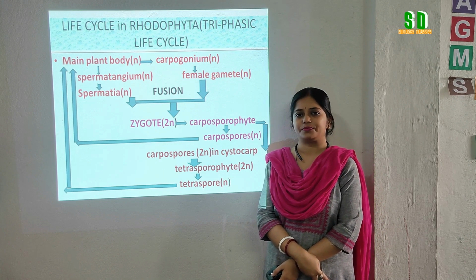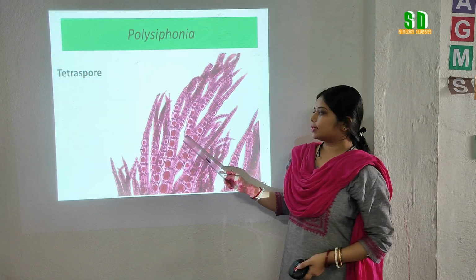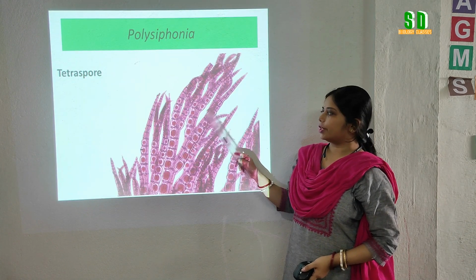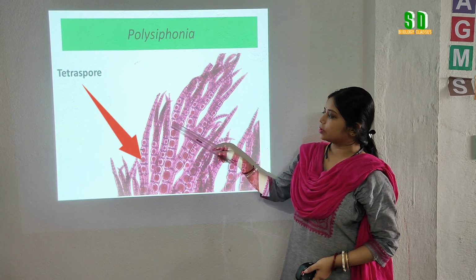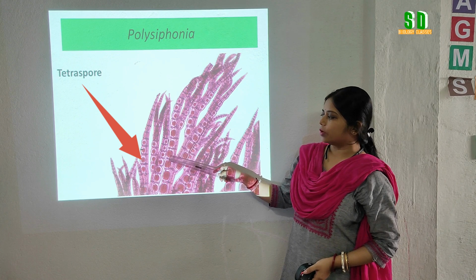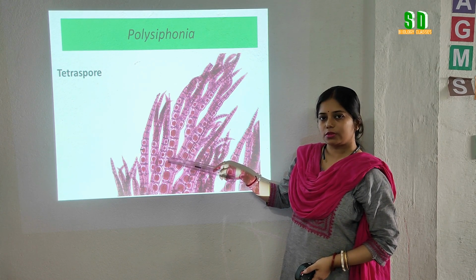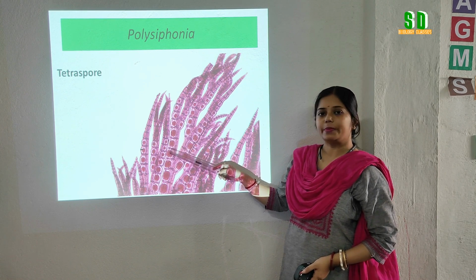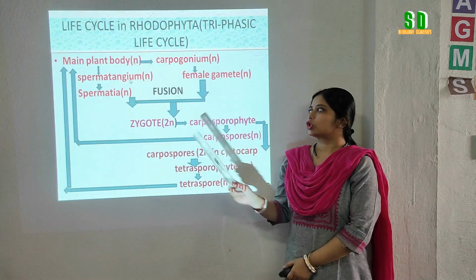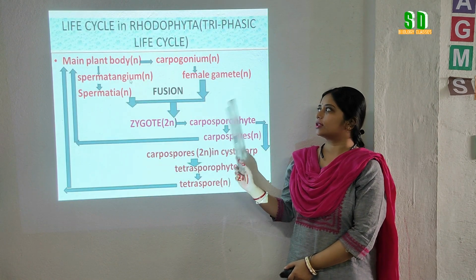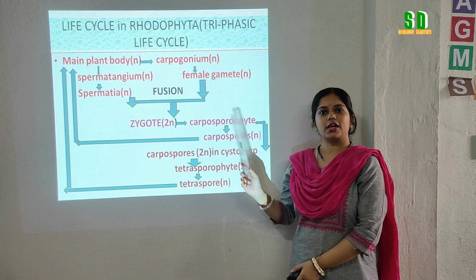and we can see it in the member of Polysiphonia. You will see the picture of the tetrasporophytic plant body. Students, see, this is the tetrasporophytic plant body. These are the simple filaments that bear the tetraspores within them. Tetraspores are formed within the tetrasporangia. Each cell within the tetrasporangia undergoes meiosis cell division and gives rise to haploid tetraspores. We can see it in Polysiphonia. So from here we have learned about the life cycle that we can see in Rhodophyta, both biphasic and triphasic life cycle.